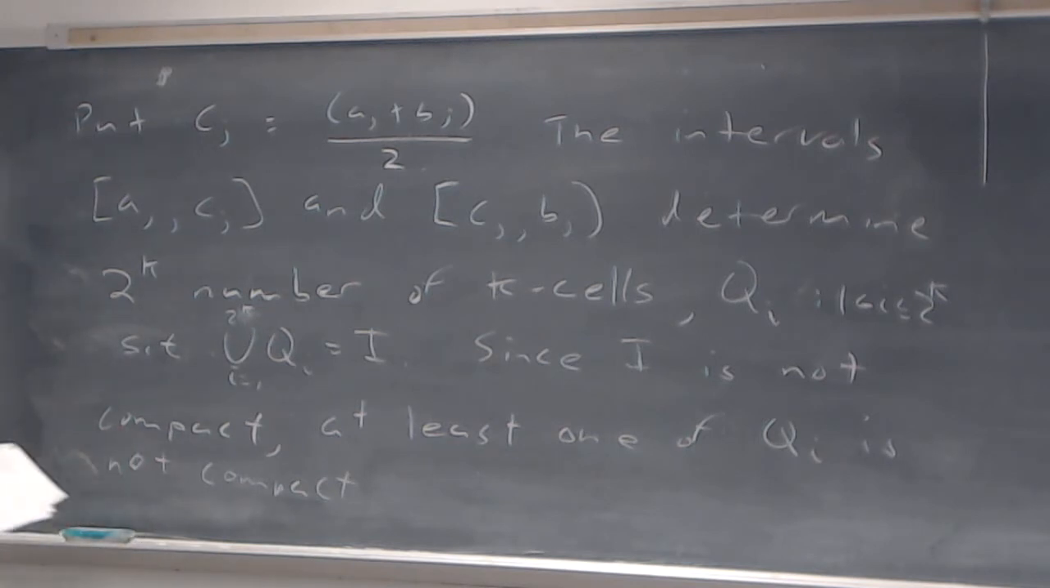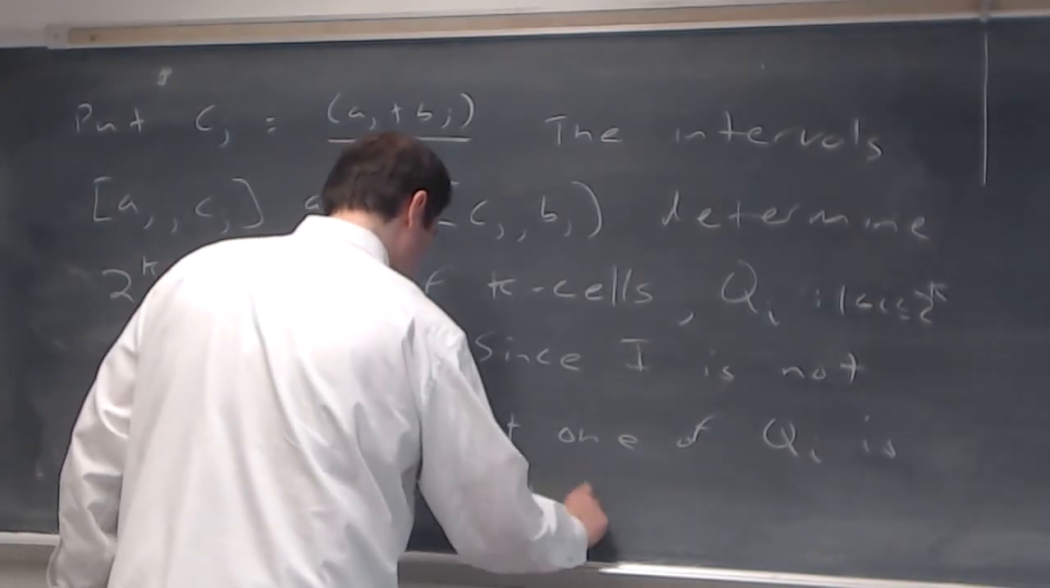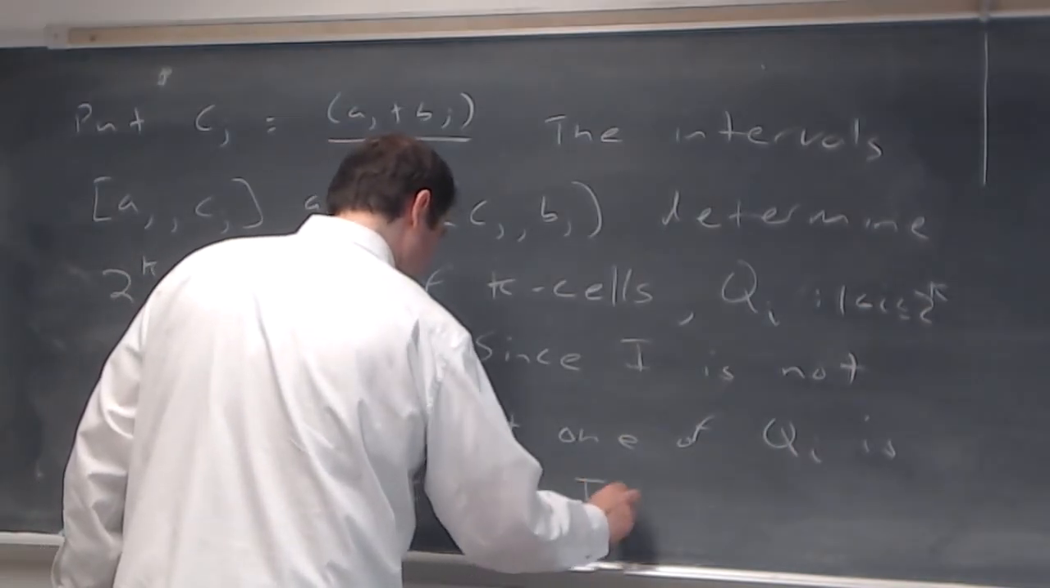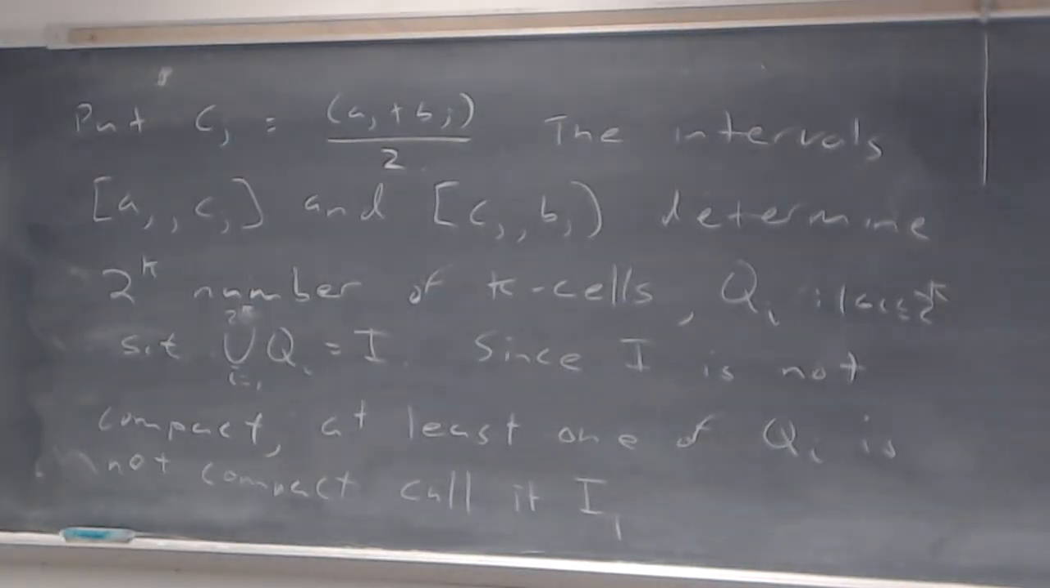Now let's call it I sub 1. Okay? So it's a lot smaller cube or k-cell than what we had started with. That's what we're going to do.